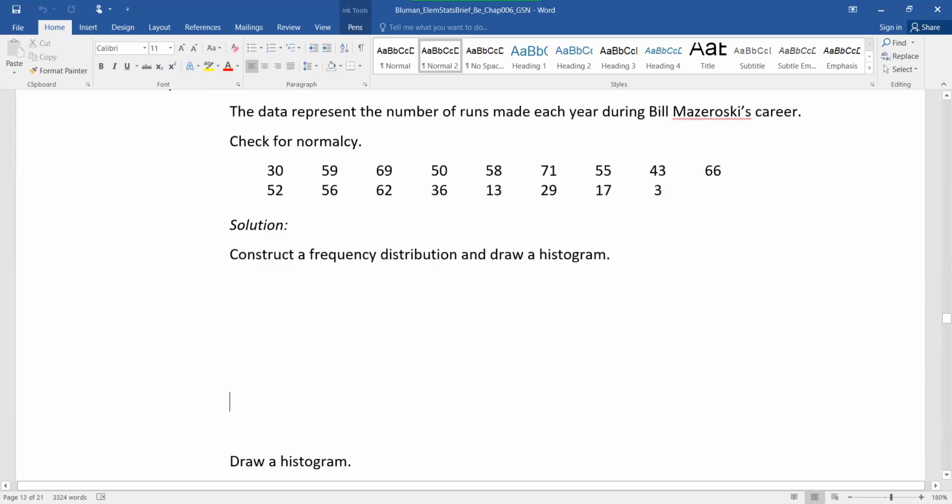Well, that's dumb. All right, so the data represents the number of runs made each year during Bill Mazeroski's career. Check for normalcy. So what is our range?